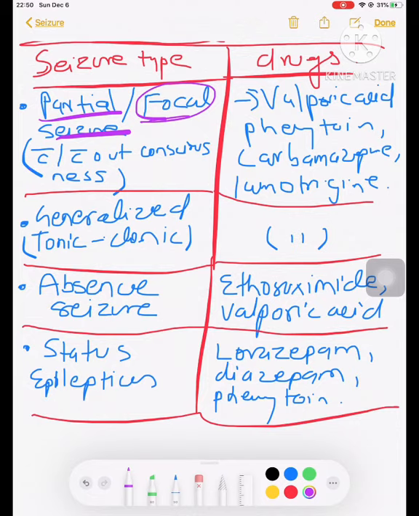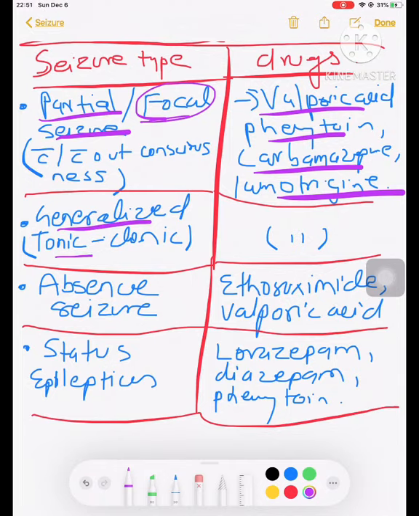Okay, remember, partial seizure is a type of seizure in which the electrical activity starts on one part or one side of the brain. Okay, that is partial seizure. So the drugs that are used in partial seizure are valproic acid, phenytoin, carbamazepine, and lamotrigine. Okay, so these four drugs. Okay, the next is generalized seizure.